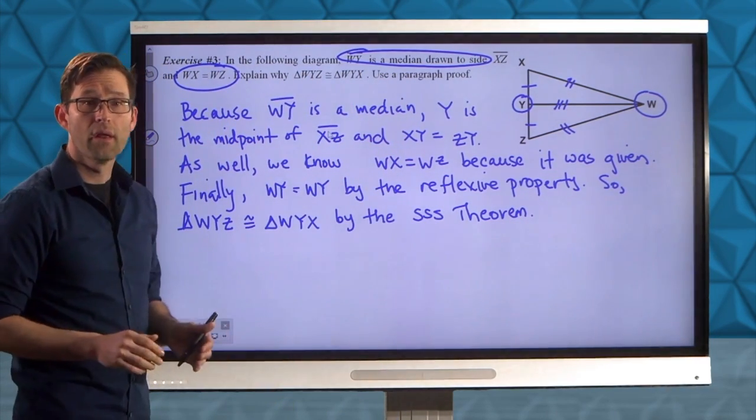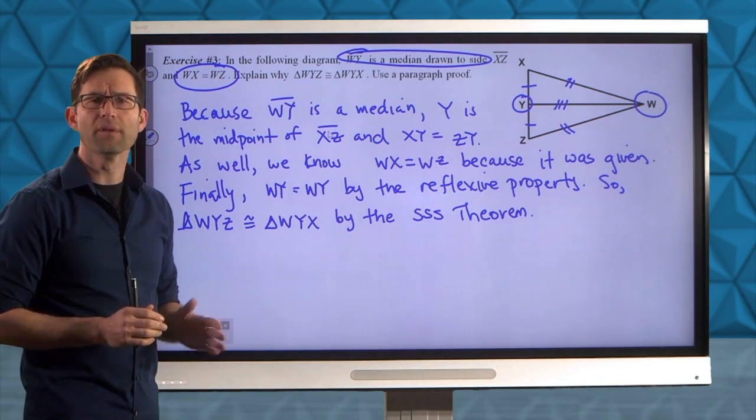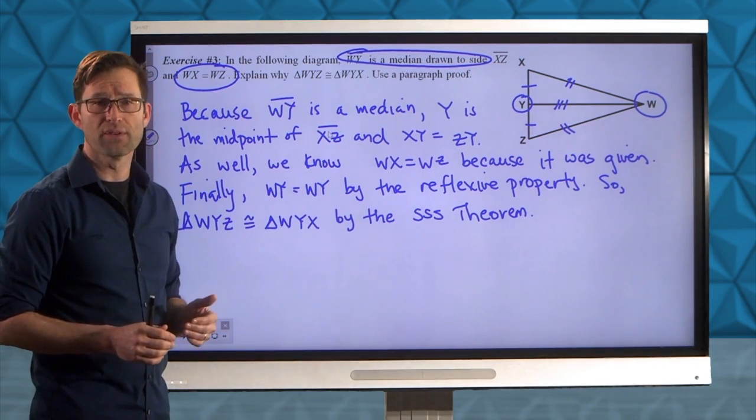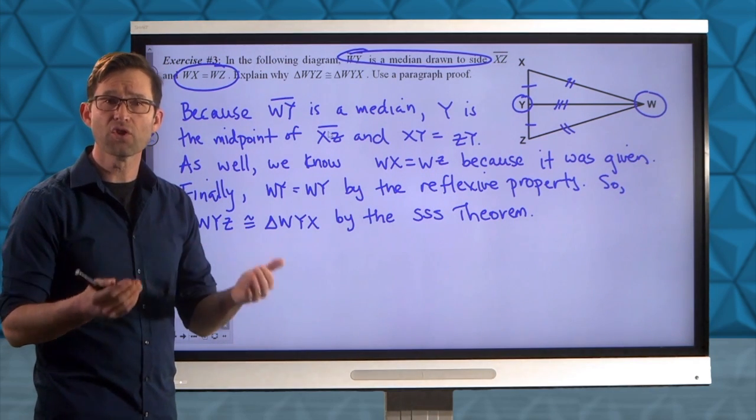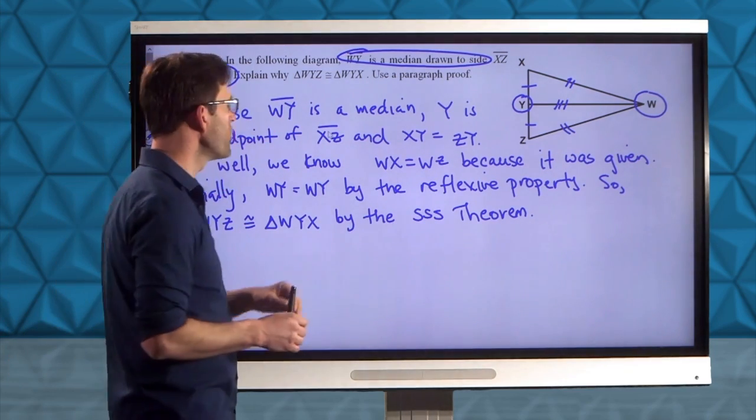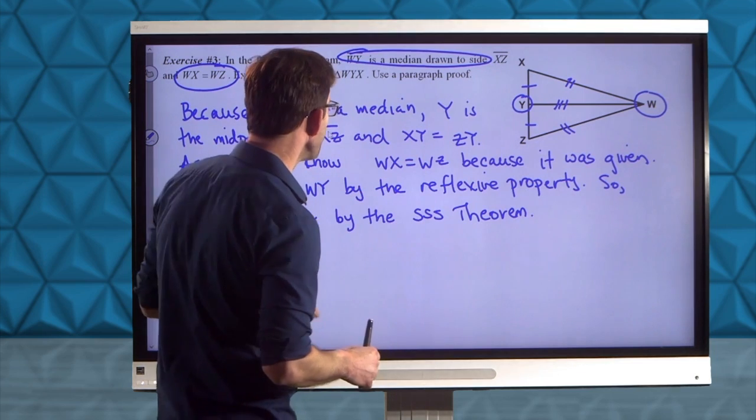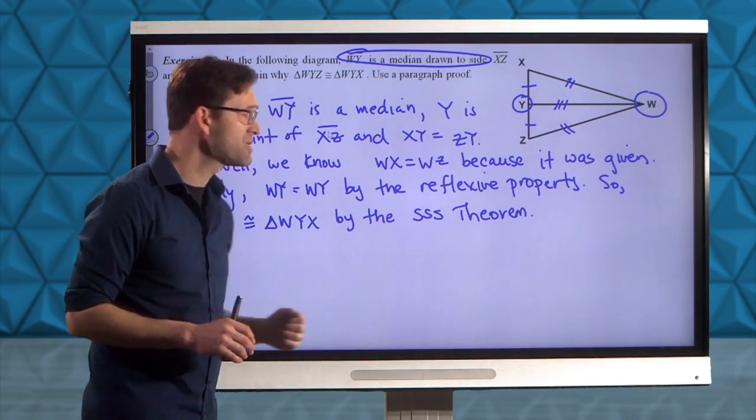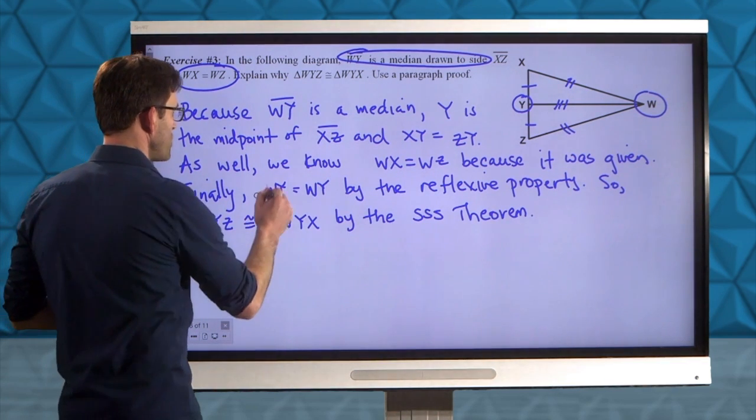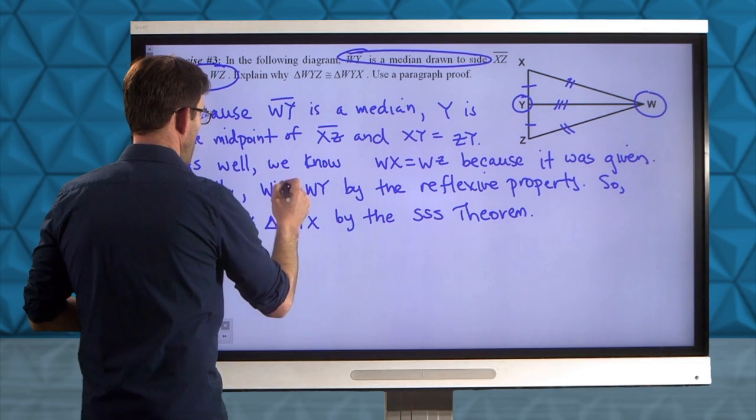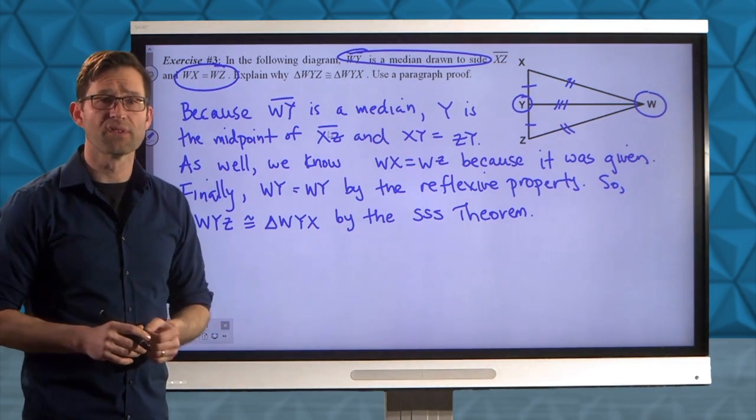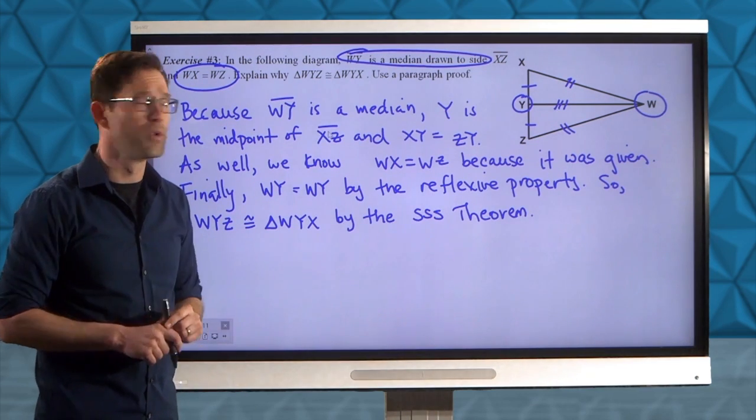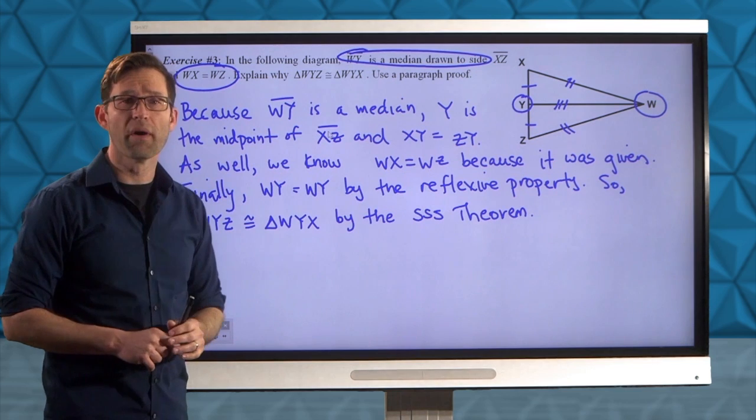That's it, right? So a little bit different, and yet it has all the same elements that a T-table proof does. In other words, I'm making a statement, and then I'm explaining why that statement is true, either based on givens or based on the definition of something. Because WY is a median, we know point Y is the midpoint. Because of that, XY is equal to ZY. We know that WX is equal to WZ because we were told that. It was just given to us. And finally, WY is equal to WY by the reflexive property. It almost seems silly that we have to state that, but we do. You could even say these two triangles share side WY, so it's congruent to itself. Finally, we can say that the two triangles are congruent by the side-side-side theorem.